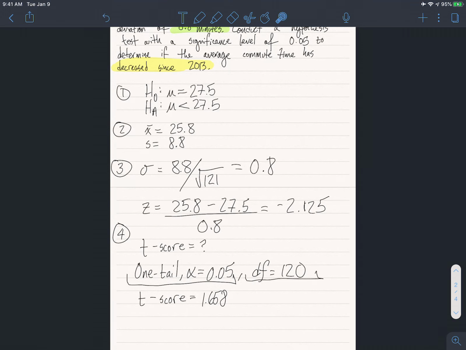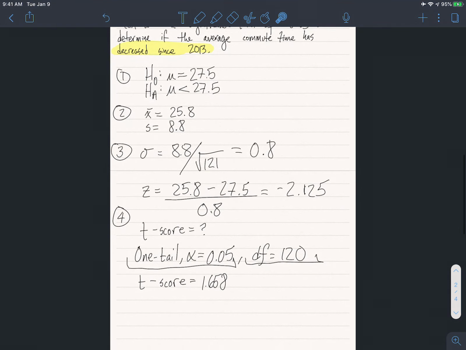Just line up 1 tail with 0.05 across the top. So look over at 1 tail until you see 0.05. And on the t-chart I posted on Blackboard, it's the first slightly darker shade of blue column. And then in that column you look down until you get to degrees of freedom 120. And you get a t-score of 1.658.